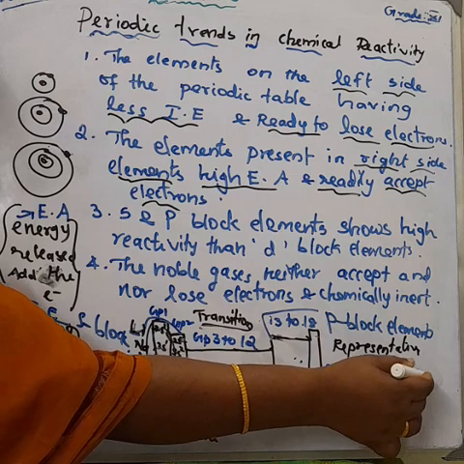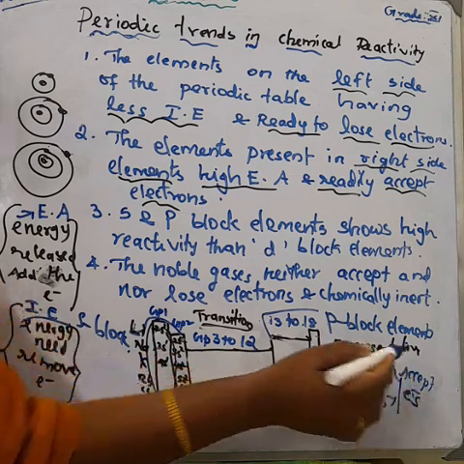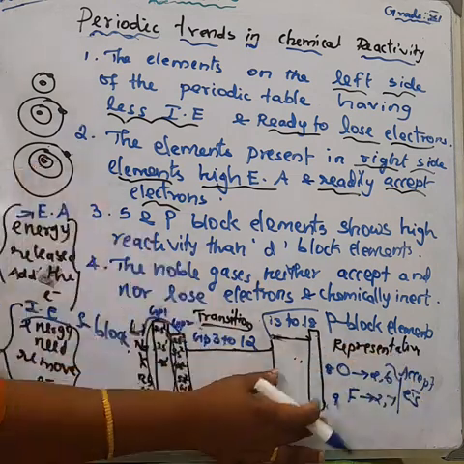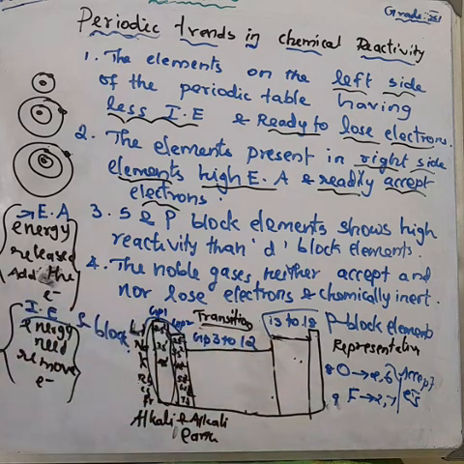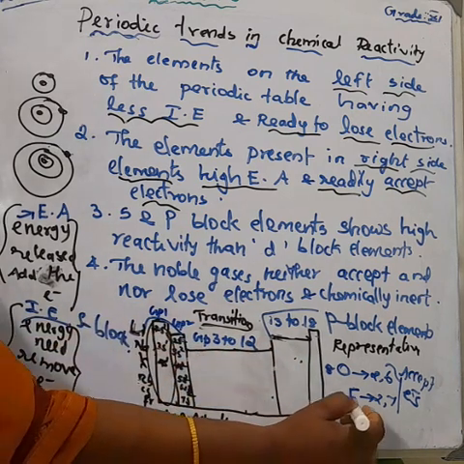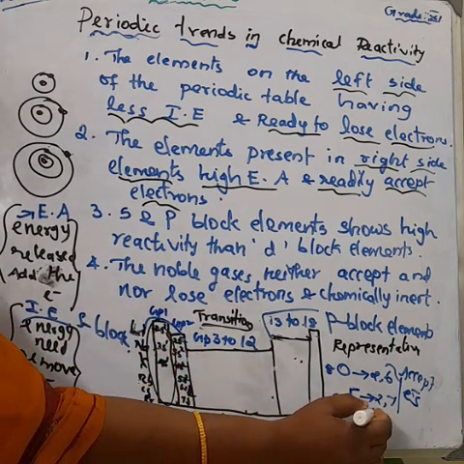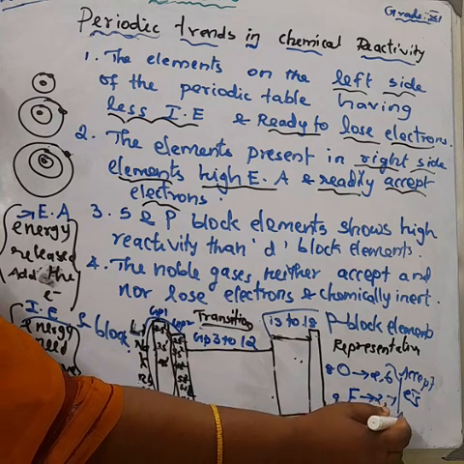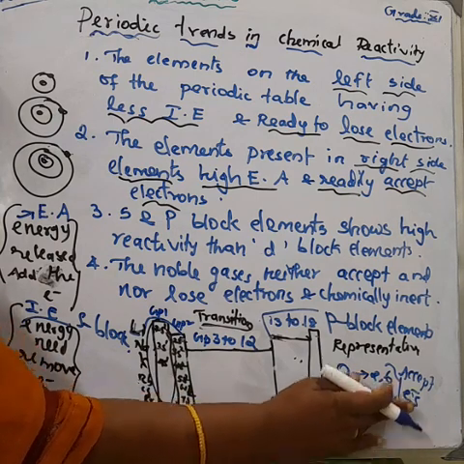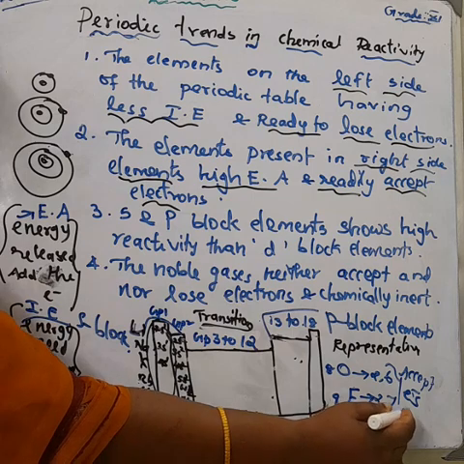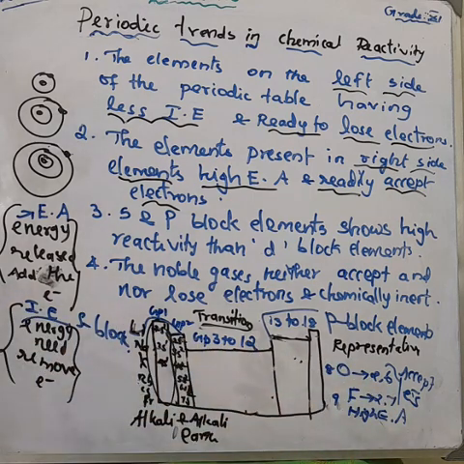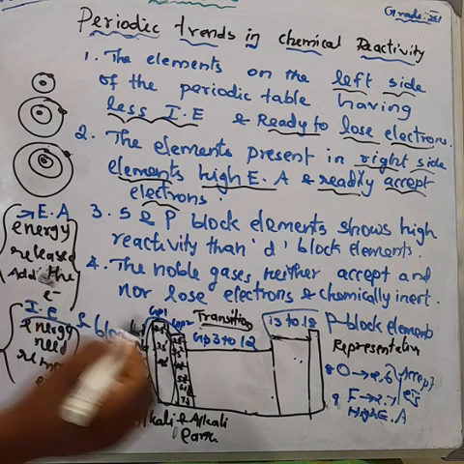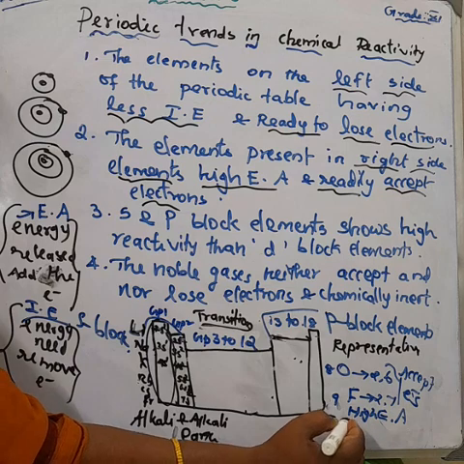So the elements present on the right side of the periodic table have high electron affinity because the nucleus always attracts the electrons to get the stable configuration. So they readily accept electrons, so electron affinity is very high. Ionization energy is also very high. Electron affinity and ionization energy are both very high.